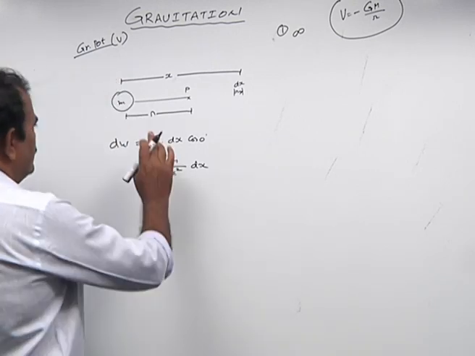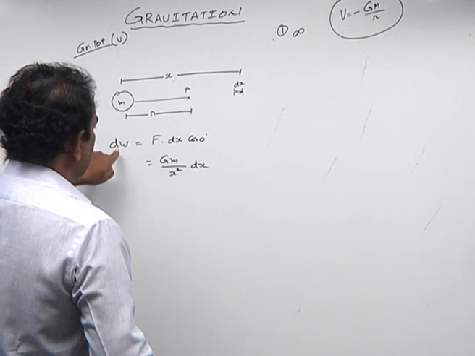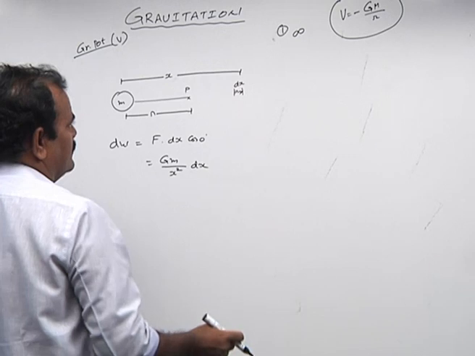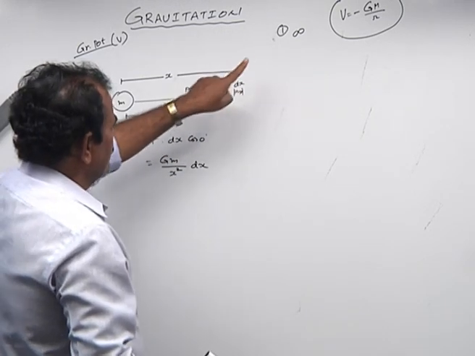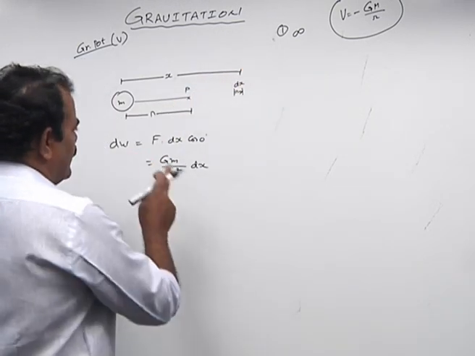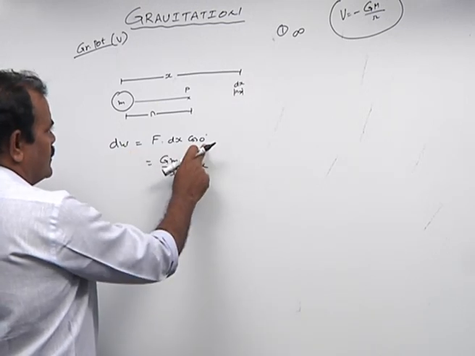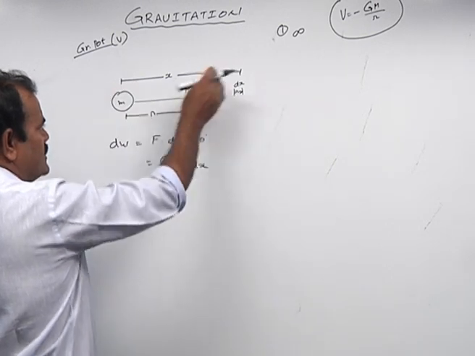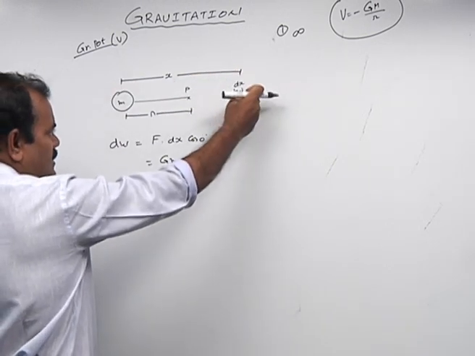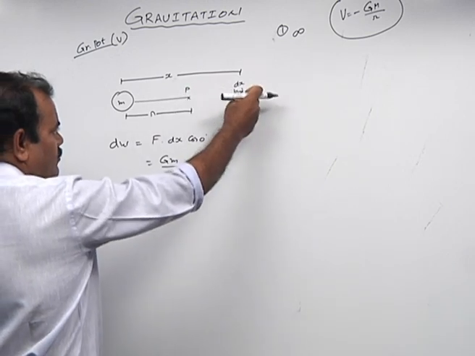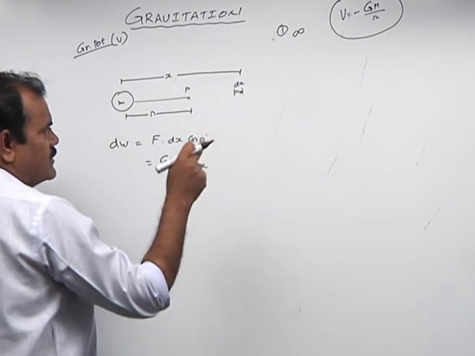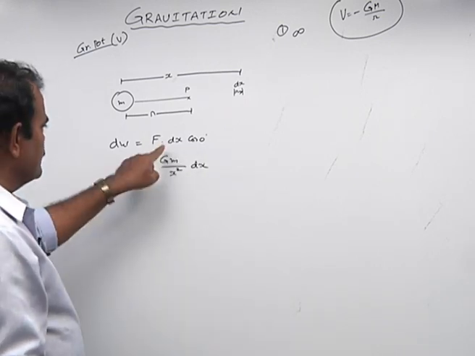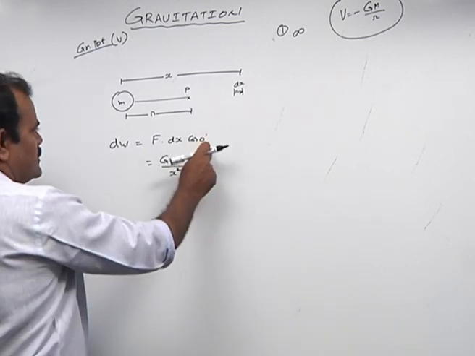So in this case, dw is equal to f dx cos 0, because while the unit mass is being brought from infinity to this point P, the work done by the field is f dx cos 0. Why is it cos 0? Because this mass is attracting, and that unit mass is also moving in the same direction. Force and displacement coincide, that's why cos 0 is coming.